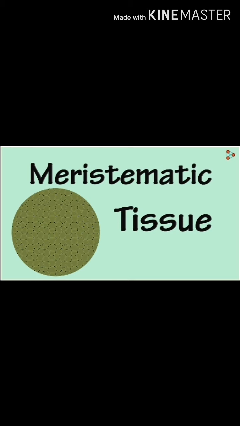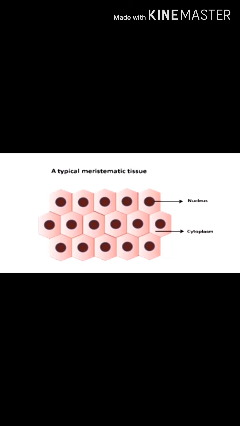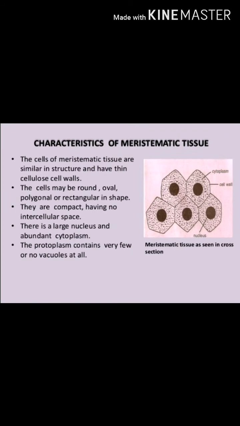Meristematic tissue is also called meristem, and its cells are called meristematic cells. The region where meristem is present functions as a growth region. The cells of meristems divide continuously and help in increasing the length and girth of the plant.